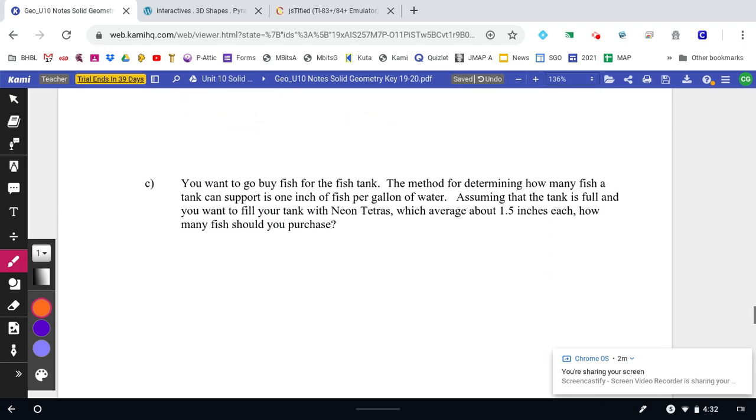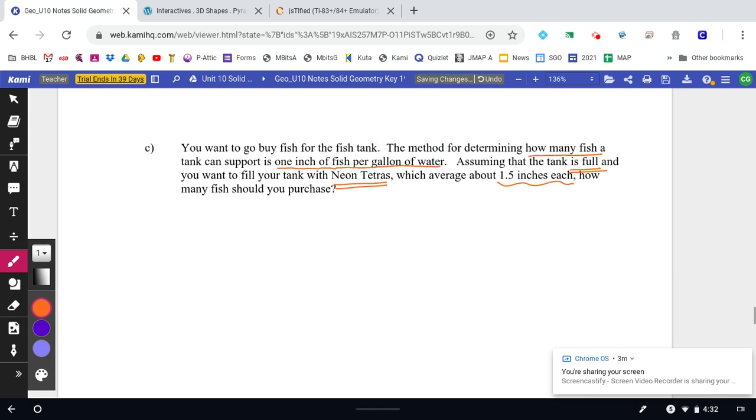Now letter C. You want to go buy a fish for a fish tank. The method of determining how many fish a tank can hold is 1 inch of fish per gallon of water. So we're going to assume the tank is full, and we want to fill it with neon tetras, which are about 1.5 inches each. I want to know how many fish I should purchase.